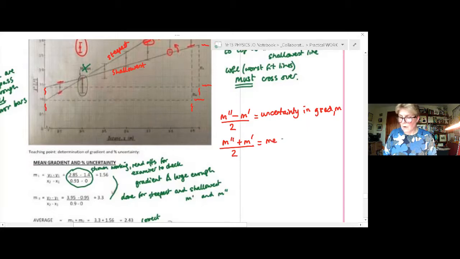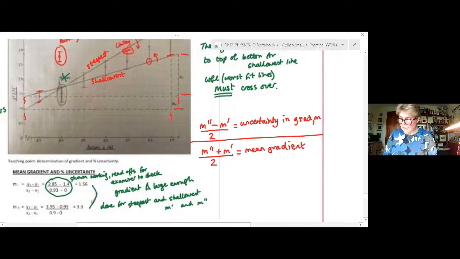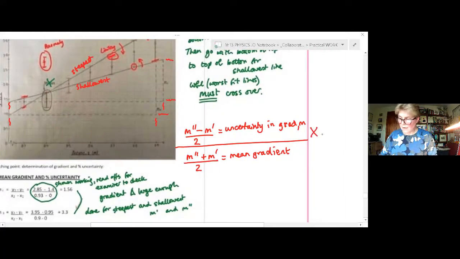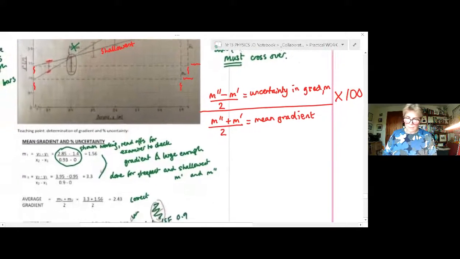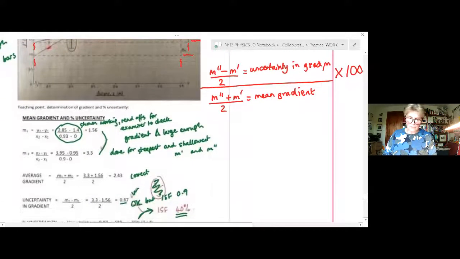And that would be your mean gradient. Now, to get the percentage uncertainty, all you have to do then is divide the uncertainty by the mean gradient and then times it by 100%. And that gives you a percentage uncertainty in G. So this candidate here has beautifully laid it out. They have shown the working.